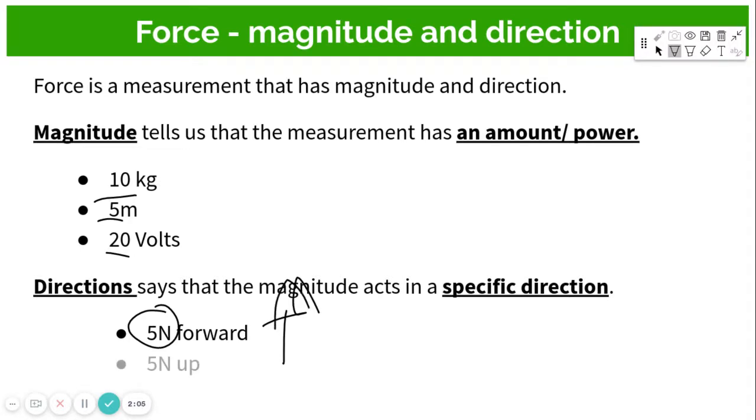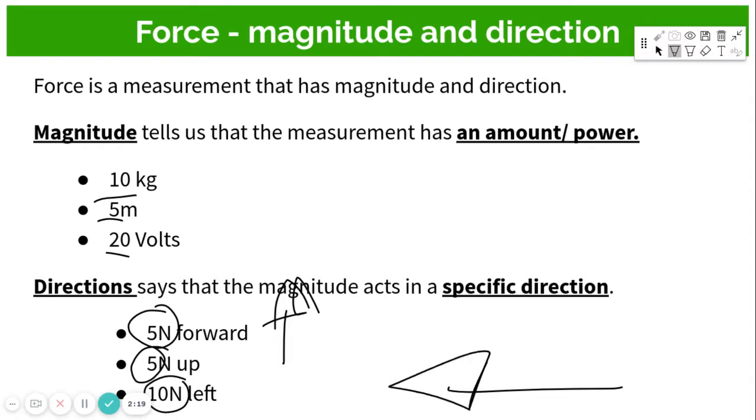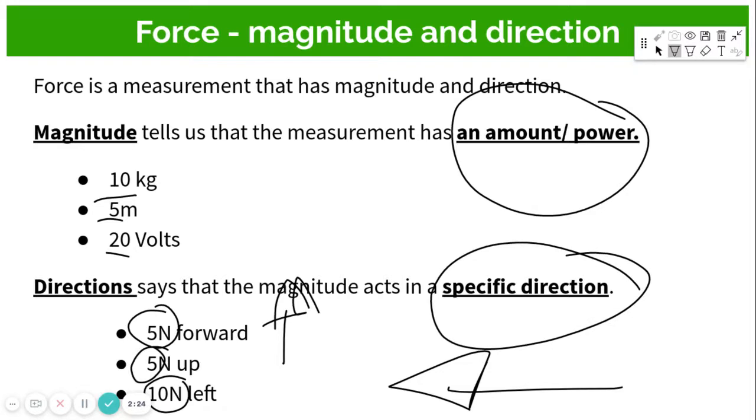There we go. 5 newtons up means that there is a magnitude of 5 newtons, and that 5 newtons is pushing or pulling up. And then 10 newtons to the left means that there is 10 newtons of force, and it is going to the left. So this tells us how many newtons there are, and that tells us which direction it is pushing or pulling in. Okay, so I hope that makes sense.